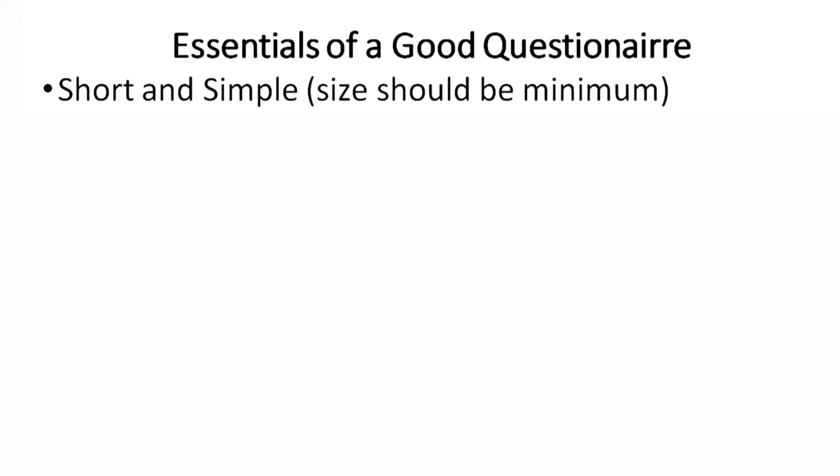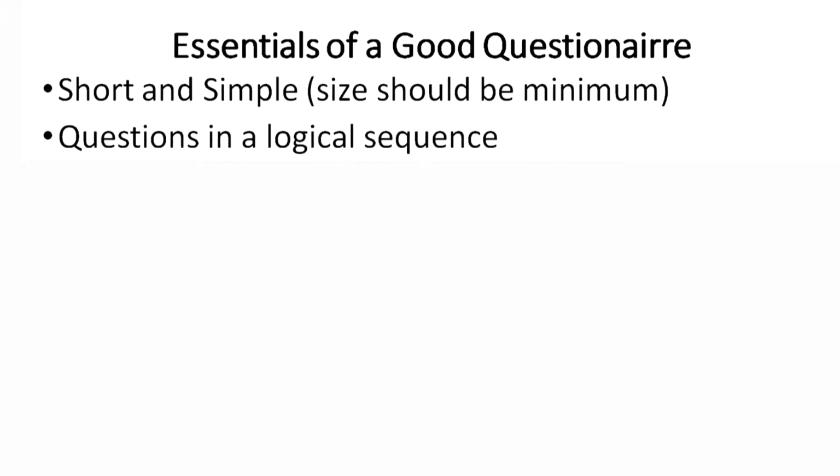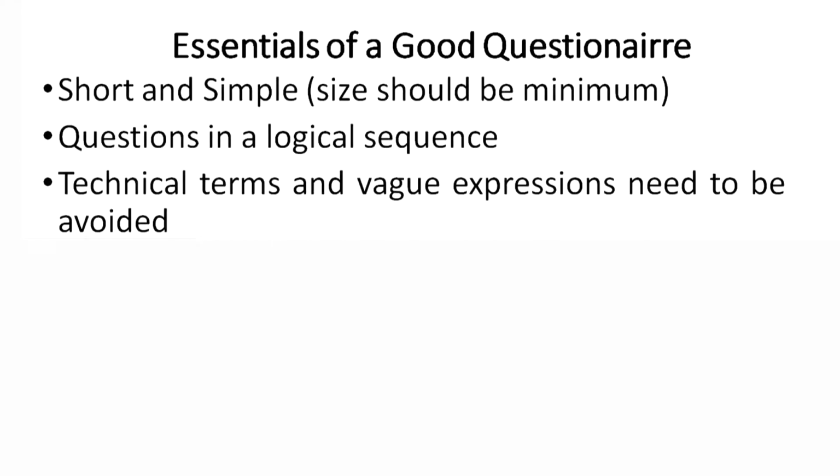Now, let us move on to see the essentials of a good questionnaire. So, how would a good questionnaire look? A good questionnaire would be short and simple, that is, the size should be minimum. Questions should follow a logical sequence. Technical terms and vague expressions need to be avoided. For example, we may not use subject-oriented jargon in the questionnaire. We may not use technical terms which the respondent is not aware of. So, we should be using very simple terms.